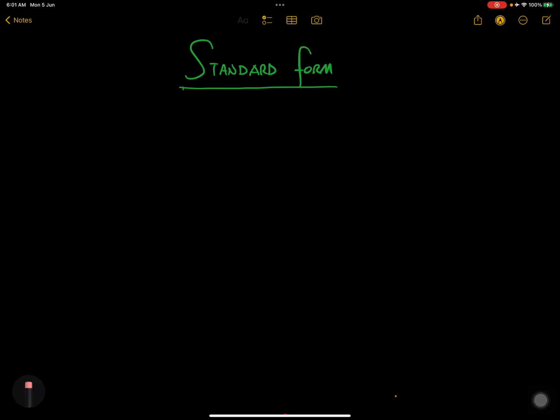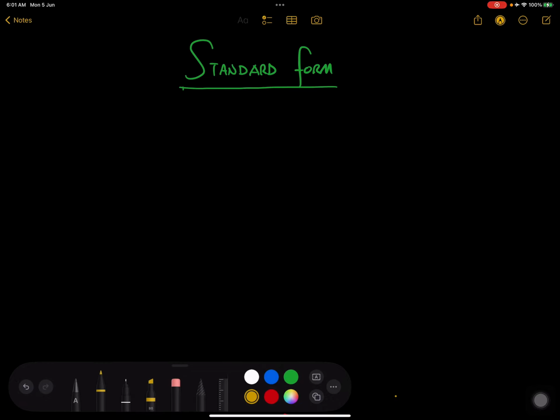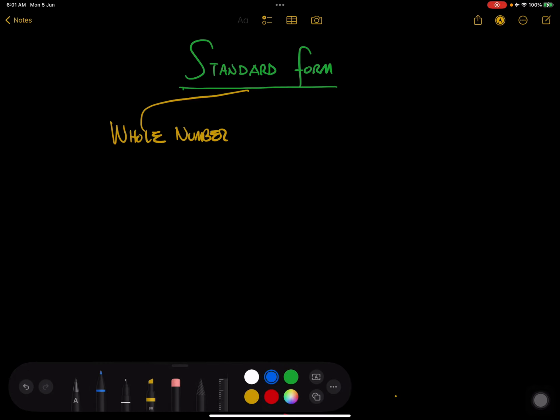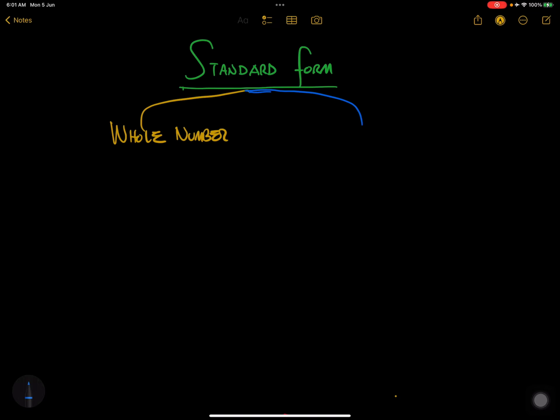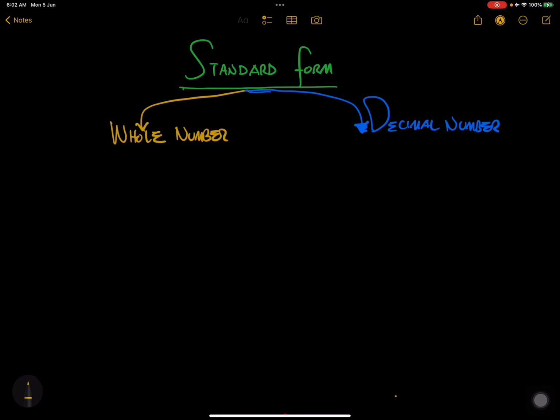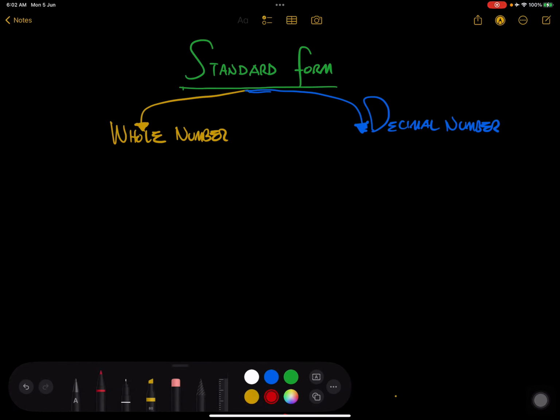Today, we are going to look at standard form. In looking at standard form, there are two things that we can consider: whether we are looking at a whole number, or whether we are looking at a decimal number. Now, let's begin first with the whole number.